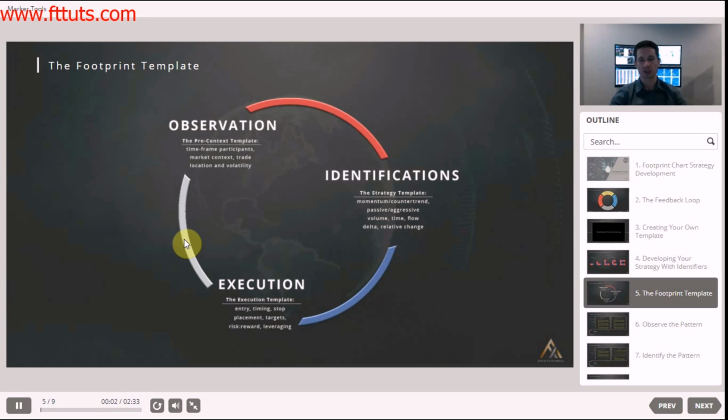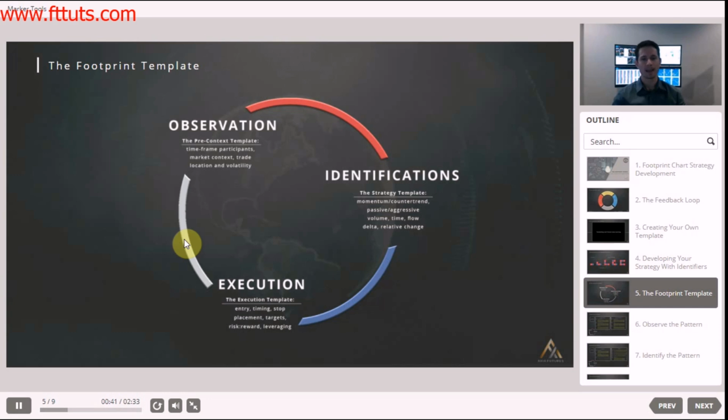So the template looks a little bit like this. There are 3 unique sections: observation, identification, and execution. Now, within each of these sections, we're going to cover a variety of identifiers. But the template ultimately follows a very chronological order from firstly observing the necessary conditions for a strategy to exist, then identifying the strategy, which I'll be teaching you one of the 10, and then lastly the execution in a dynamic manner of that strategy, with key focus on trade management.